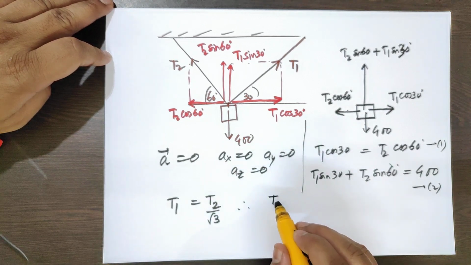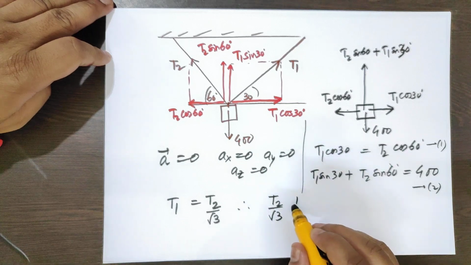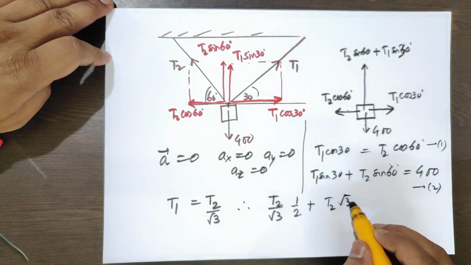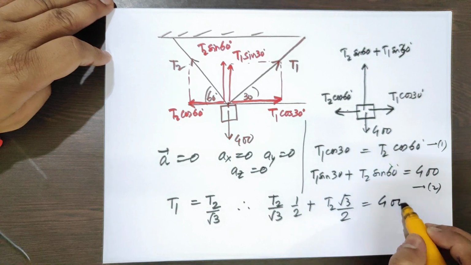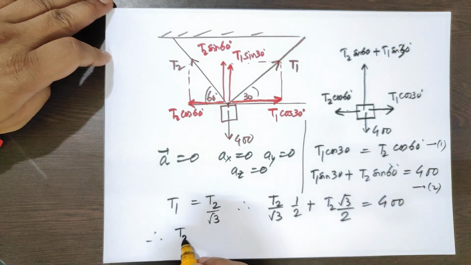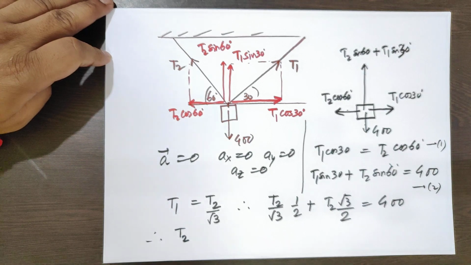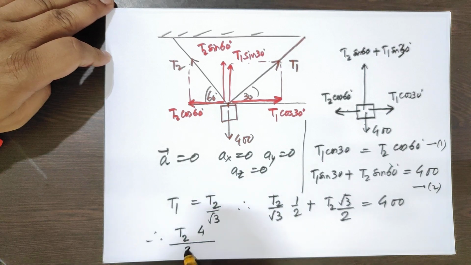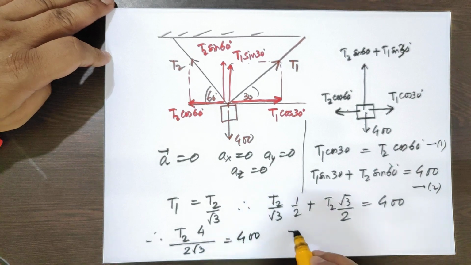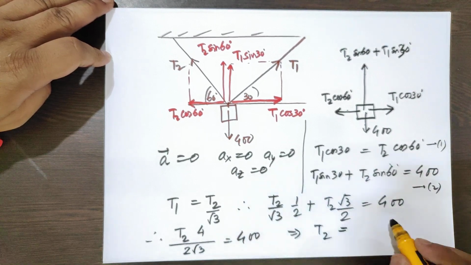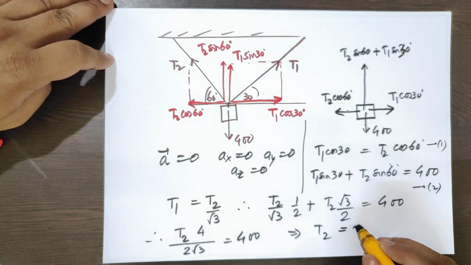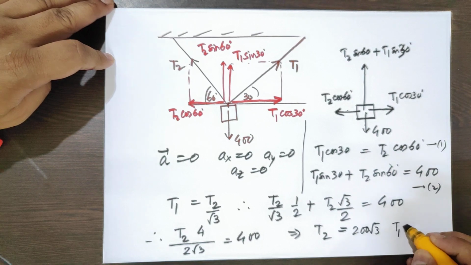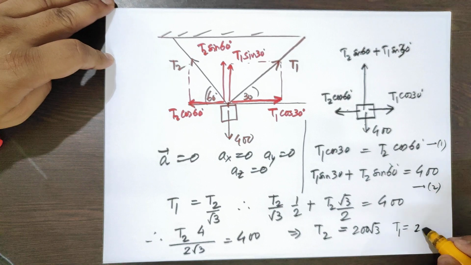So T1 is T2 by root 3. I'll substitute it into equation 2: T2 by root 3 times sin 30, plus T2 equals 400. Therefore T2 multiplied by, here you have 1 by 4 and here you have 2 root 3, is equal to 400, which implies T2 equals 200 root 3, and hence T1 you can find from here, T1 is 200.